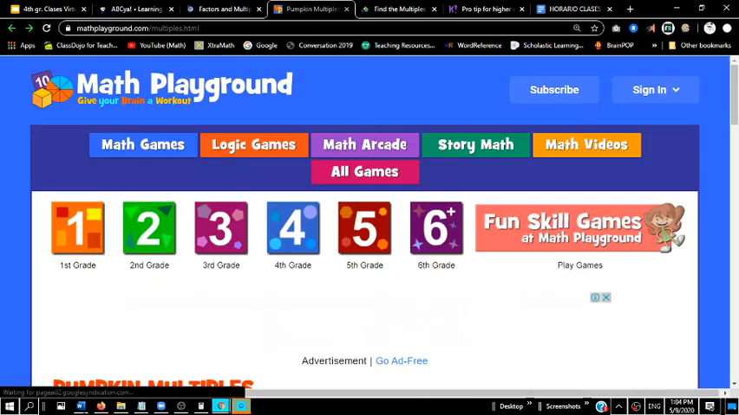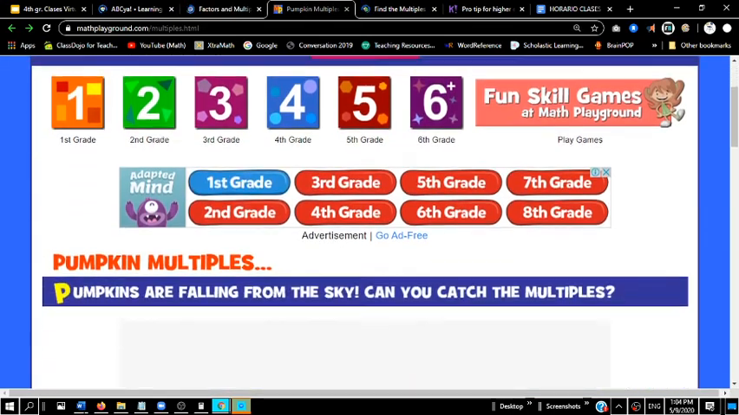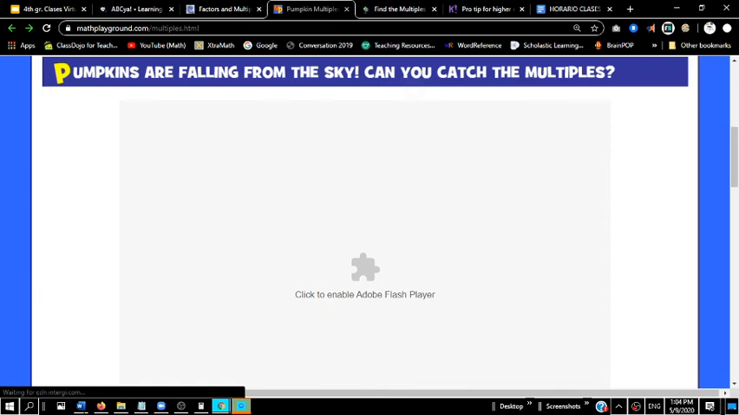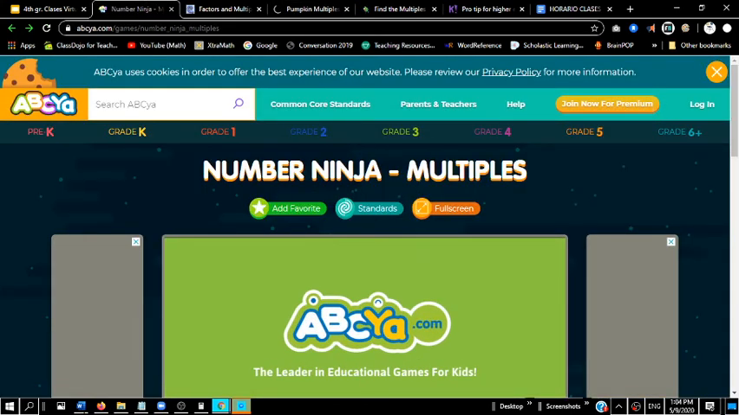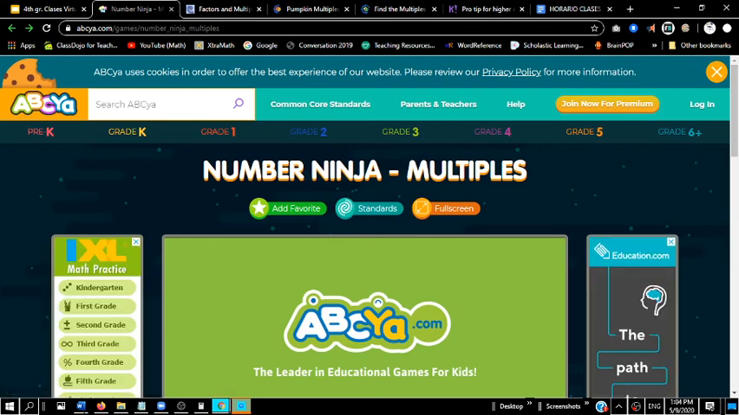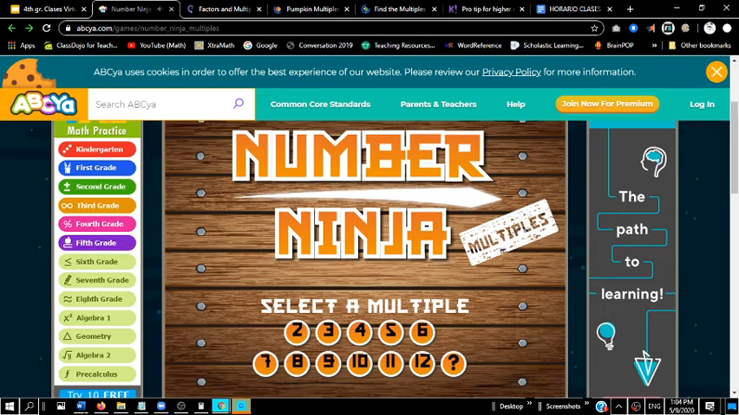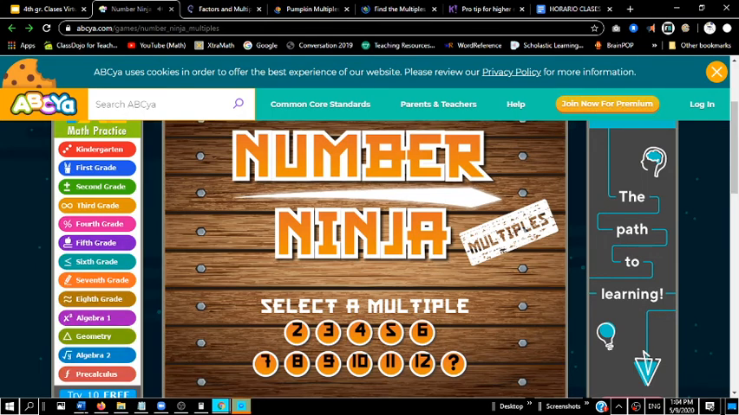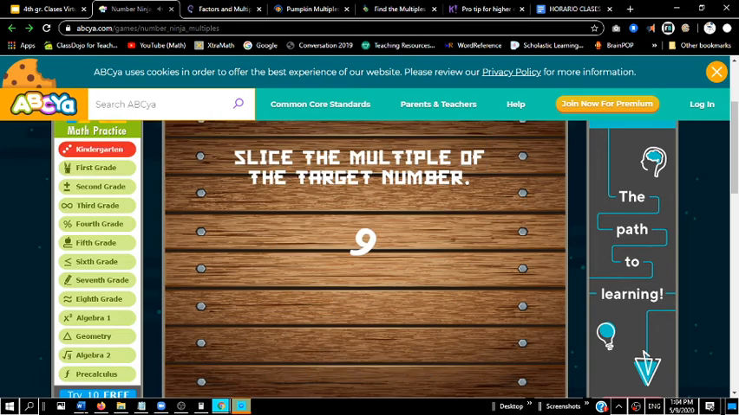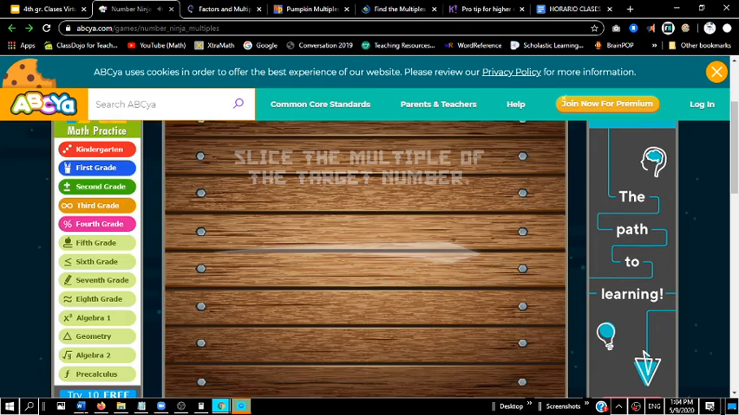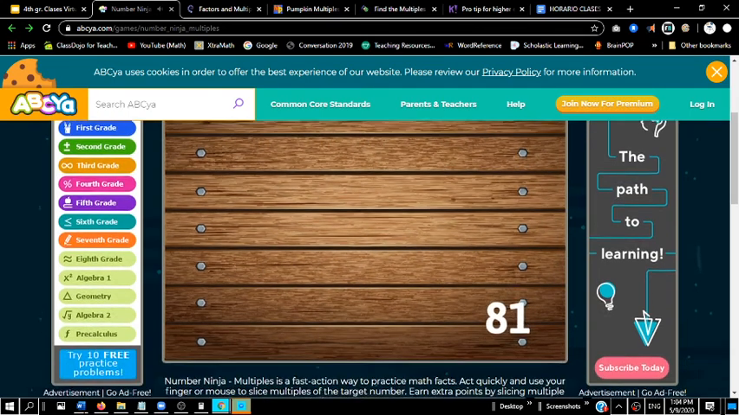Here we go. Math Pumpkin, the pumpkin one. That one's still loading too. They're all still loading. Let's see. All right, let's look at this first one. This is the Number Ninja. Multiples. Let's pick a multiple. We're going to be doing multiples of 9. All right, so we got to slice the multiples of 9.